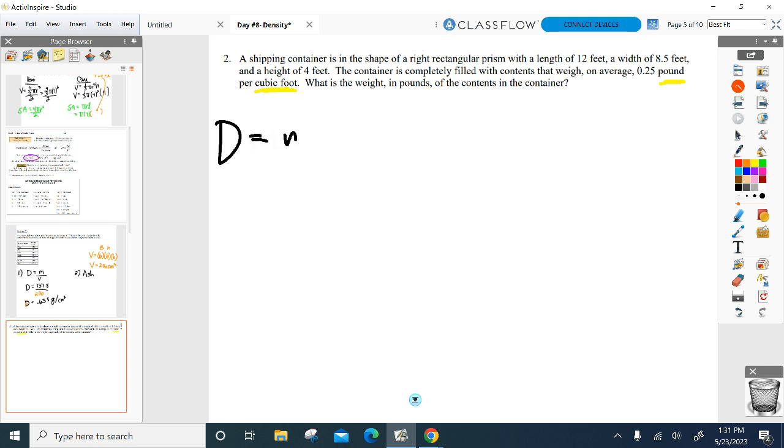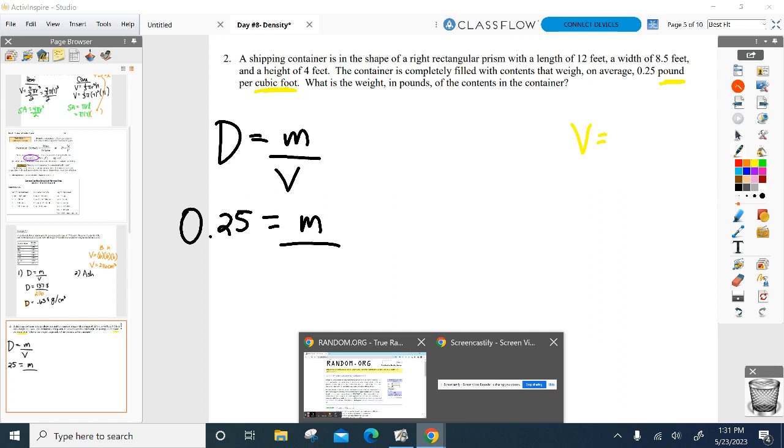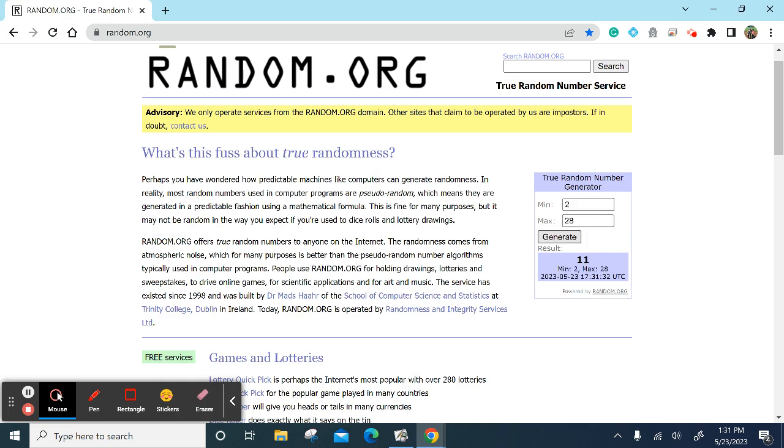D equals M over V. We just discussed 0.25 is my density. You're looking for the weight in pounds. There's my mass. Off to the side, help me find the volume of this rectangular prism container. What are we multiplying here? 11?